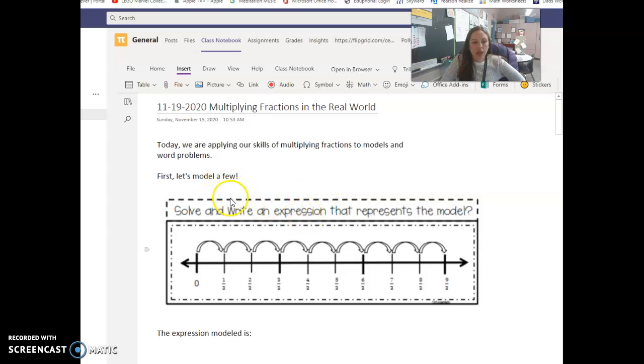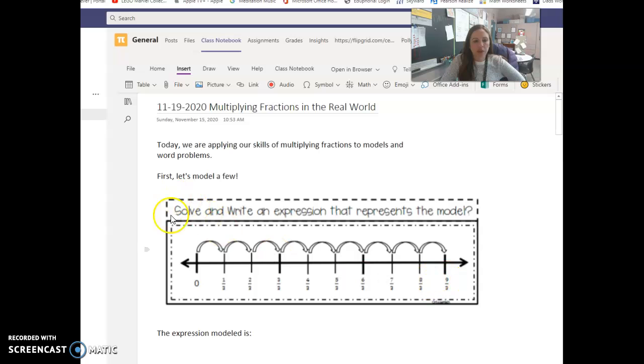So today we are modeling and solving for products of fractions. We're going to model some expressions and then we're going to look at some word problems. So let's look at this first model.